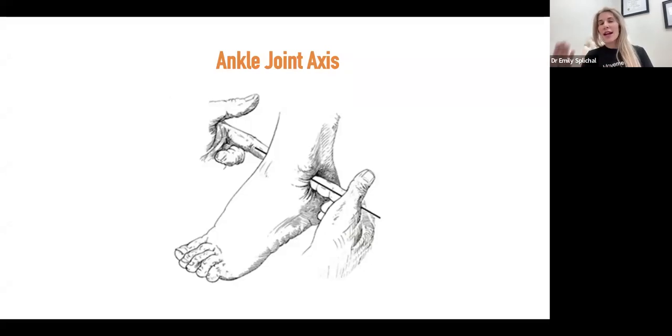And the other joint axis that it moves through can be determined by identifying the axis on ourselves. So what I want you to do is take your right hand and reach down and grab your right ankle bones, your malleoli. Okay, so I have my right thumb on my medial malleolus, my pointer finger on my lateral malleolus, and then I'm just going to feel the orientation and the relationship between those two bones.